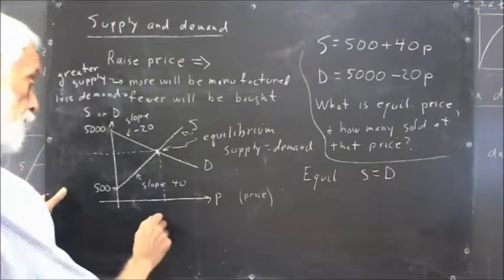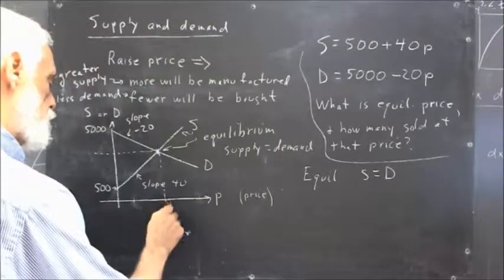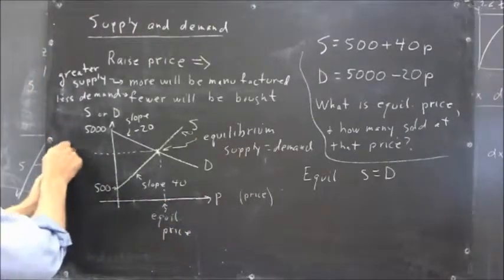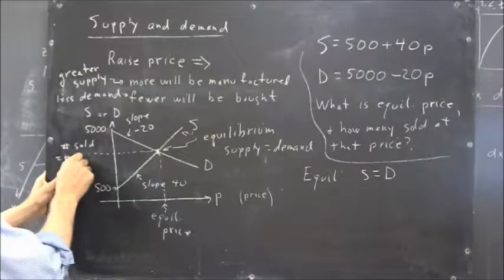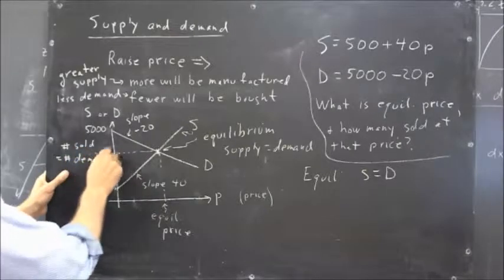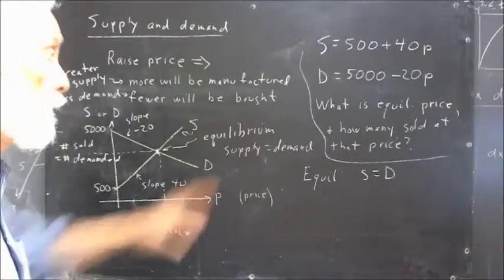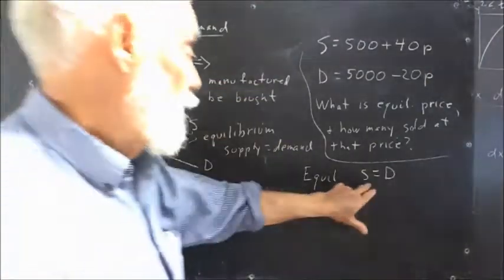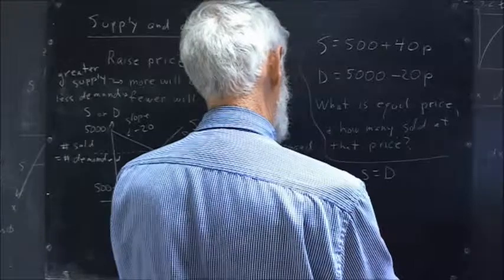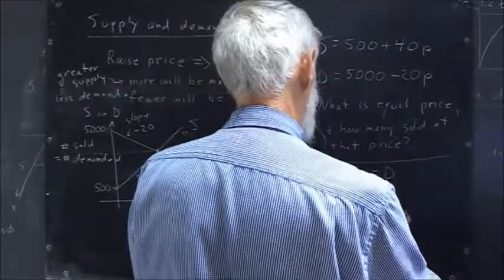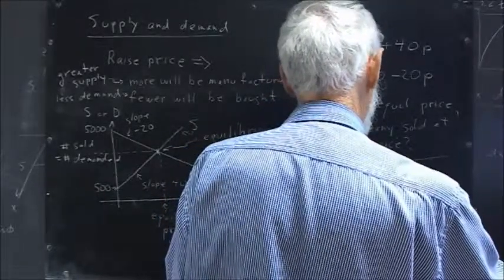So, in terms of the graph, here's your equilibrium price. And here's the number sold equals the number demanded. So how do we find that point when we're given these two functions? Well, we just set S equal to D. S is 500 plus 40p, and D is 5,000 minus 20p.